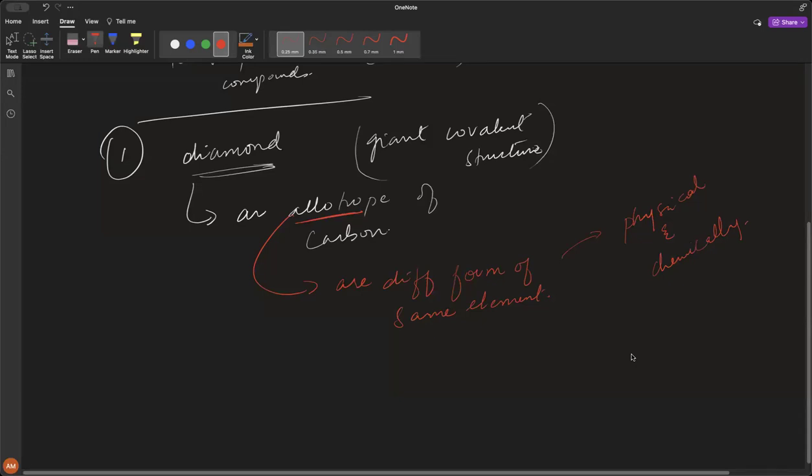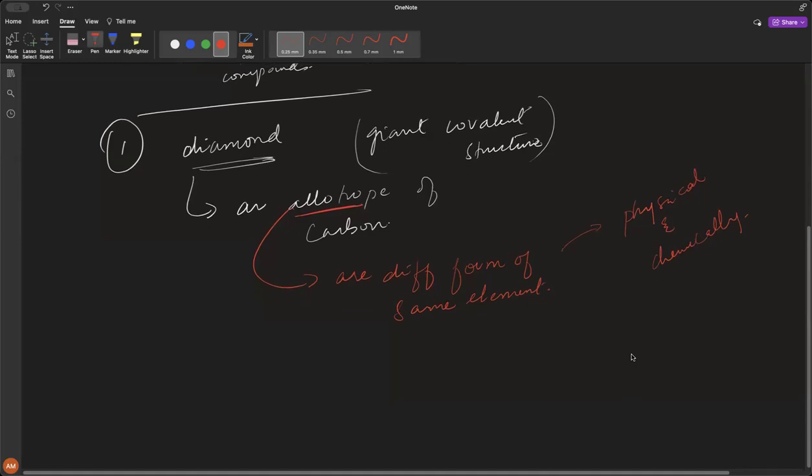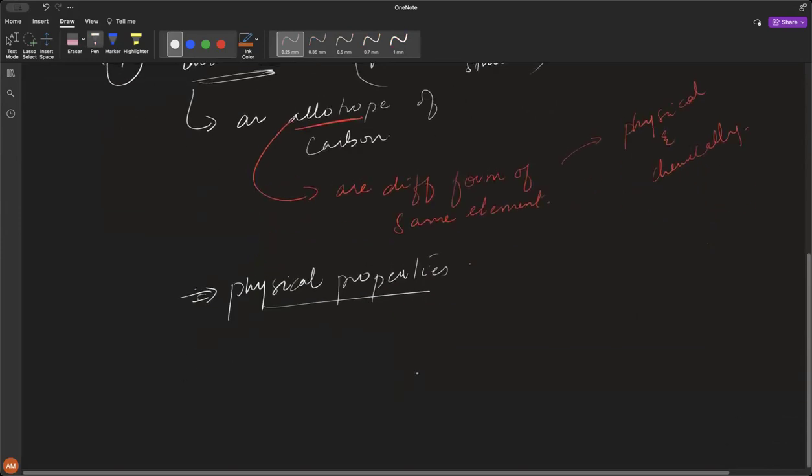All right, so let's talk about the physical properties of diamond. This is going to give us an idea how allotropes differ from each other and how these giant molecular structures are completely different from the simple covalent structures that we have studied. Is this clear? So physical properties में क्या है?